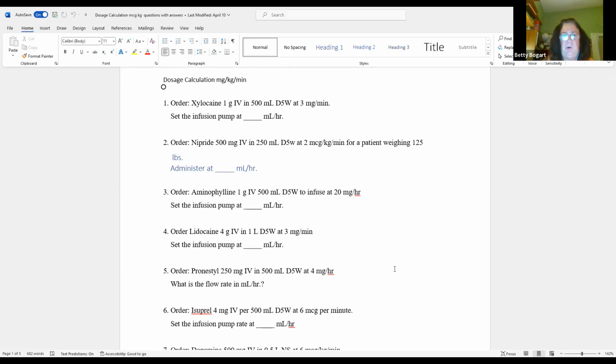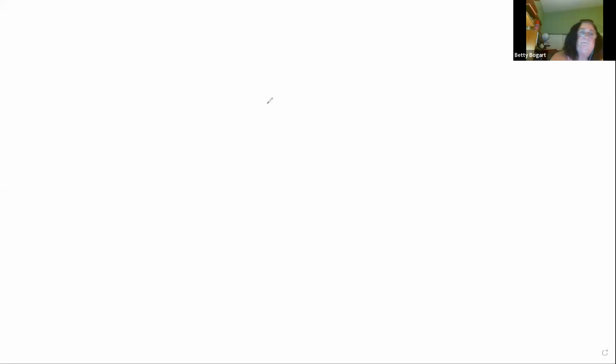So in number 2, my dose order is this medicine. It comes in 500 mLs. That's what I have. The dose I want to give is 2 micrograms per kilogram per minute. And the dose came in 250 mLs. This patient weighed 125 pounds. Let me show you how easy this one is. It's just like all the other ones I've done.